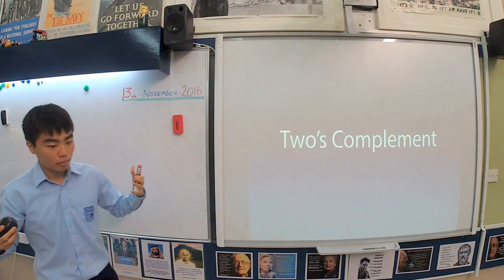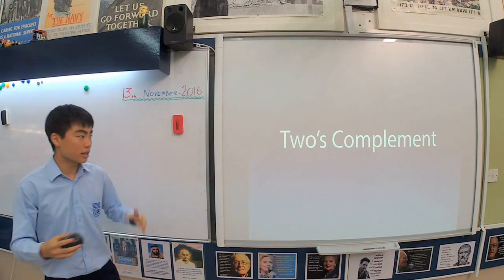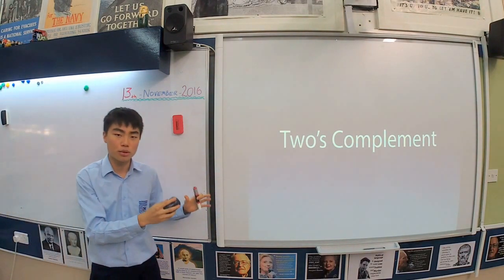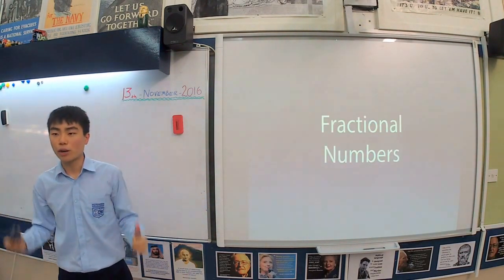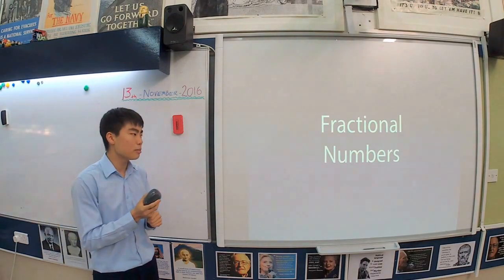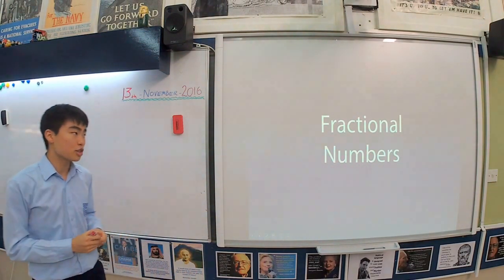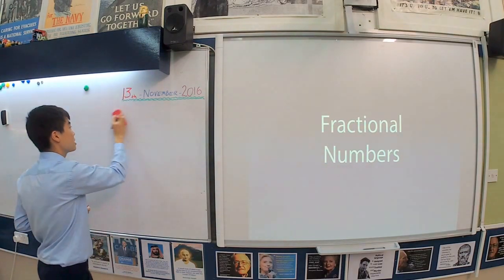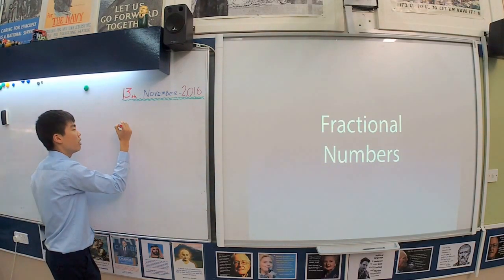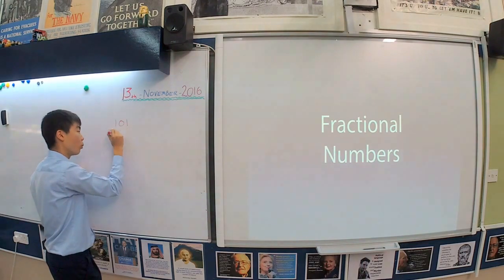So now we know how to represent signed integers and how they're represented in a computer. So let's start talking about fractional numbers. And this is where things get a little bit more interesting. We actually started talking about this in the last lecture, where we gave some random examples. Let's say we had the number 101.11.